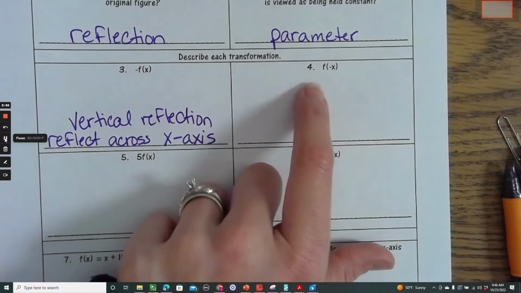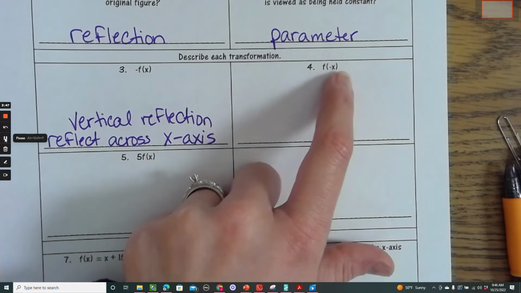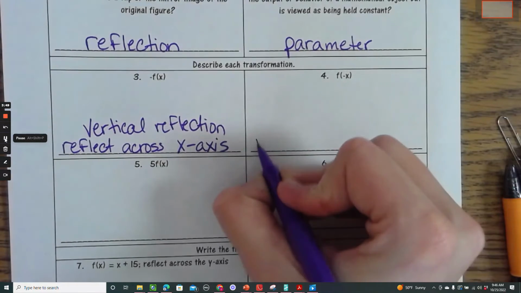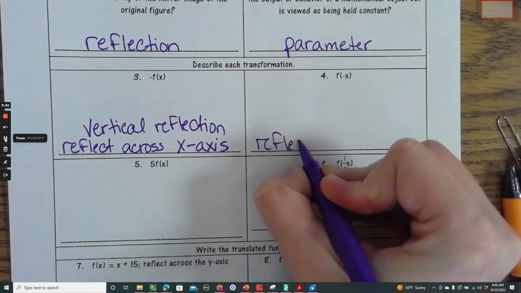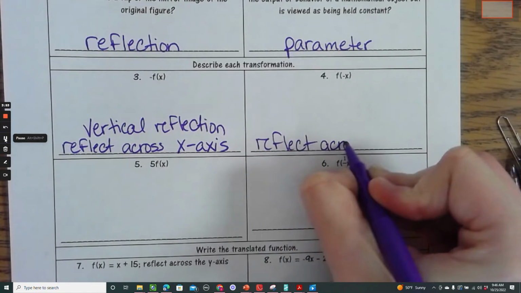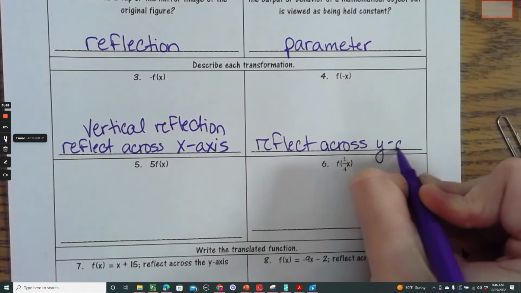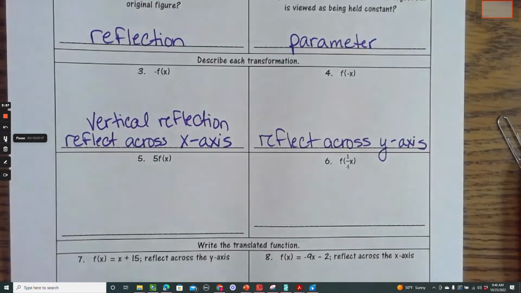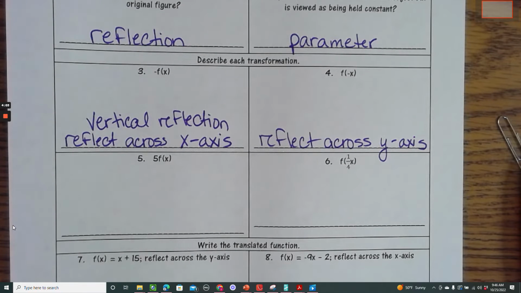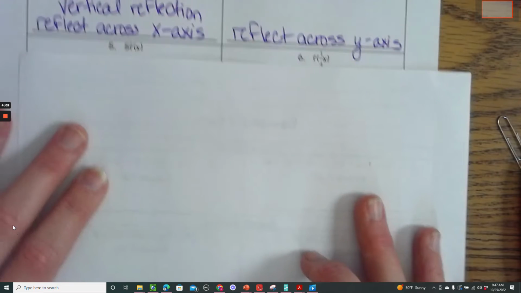All right, number 4. So that means if the negative is just in front of the x, we're reflecting it across the y-axis. And so if I reflect something across the y. Sorry, it froze on me.